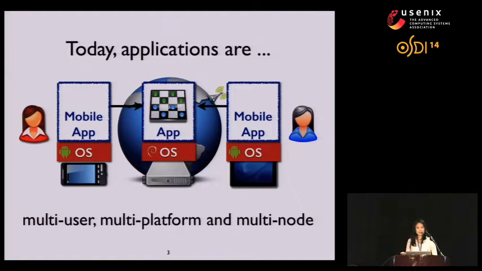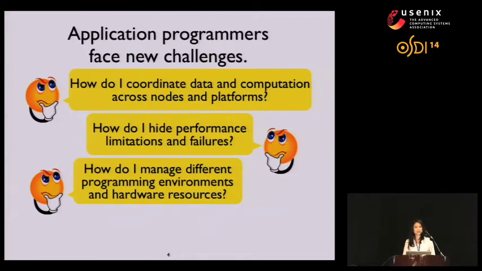So all of this adds up to some significant new challenges for application programmers. They have to coordinate data and computation across distributed nodes. They have to meet application requirements and guarantees with limited performance and failures. And they have to do all of this across different programming environments and with varying hardware resources.